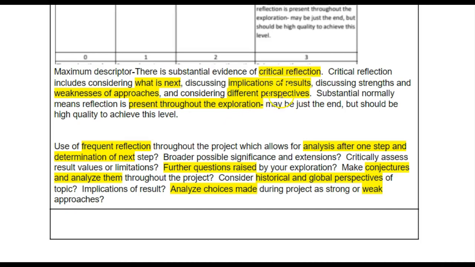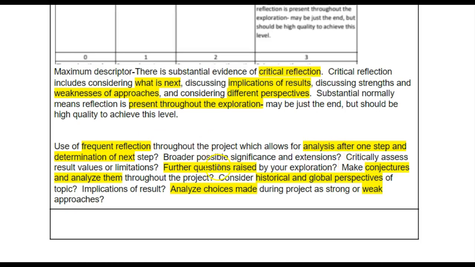Considering different perspectives. Maybe you have an interpretation and a bias, and you have to recognize the fact that you're looking at everything with a bias. You need to point out ways that other people might interpret your results. That's definitely a good reflection when you do that. Again, good reflection happens throughout the exploration, not just at the end.